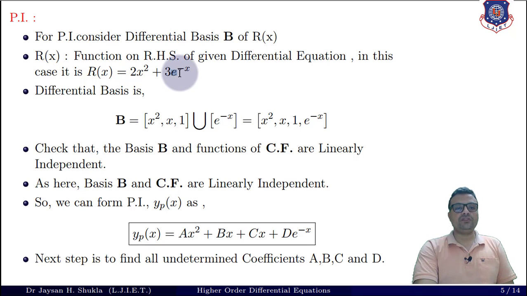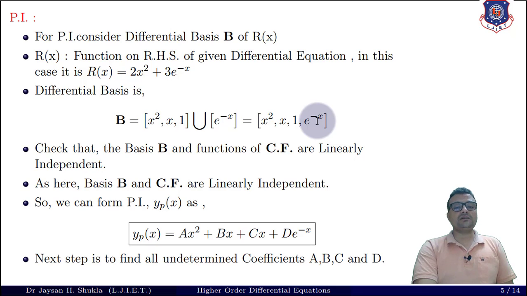Now, taking the second part, we have this function 3e raised to minus x. What is the derivative of this? It is minus 3e raised to minus x, and so on. Therefore the variable part is only e raised to minus x. Now as there is addition between these two, I am taking the union of these two differential bases. If there is subtraction or addition between two functions, we should take the union of differential bases. So it gives me x square, x, 1, and e raised to minus x as the differential basis.